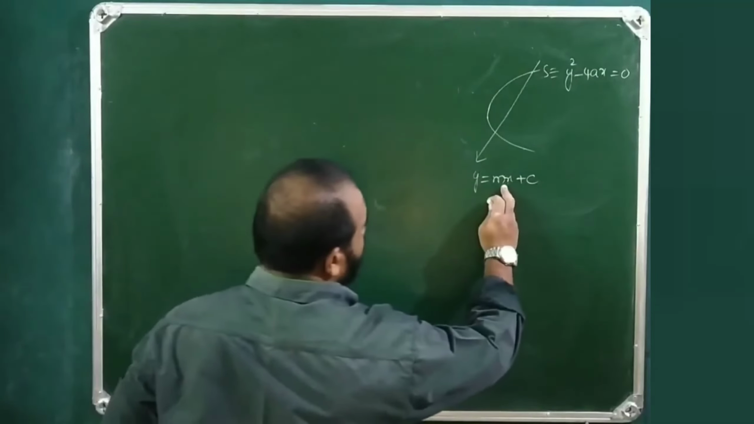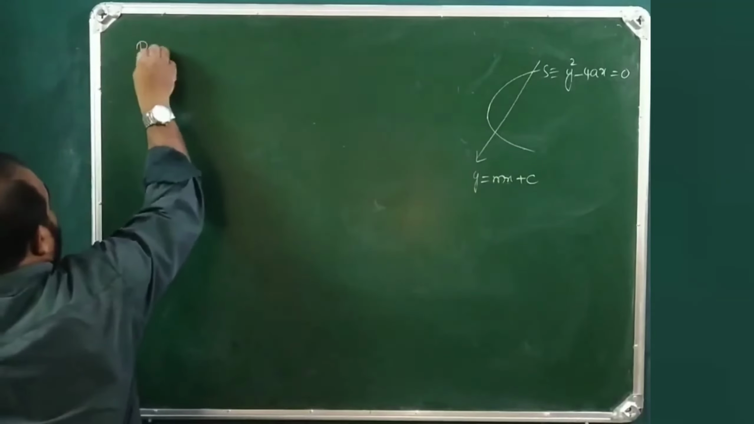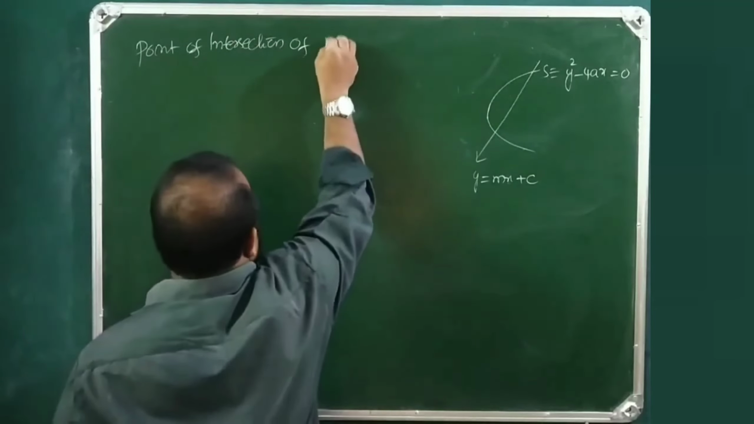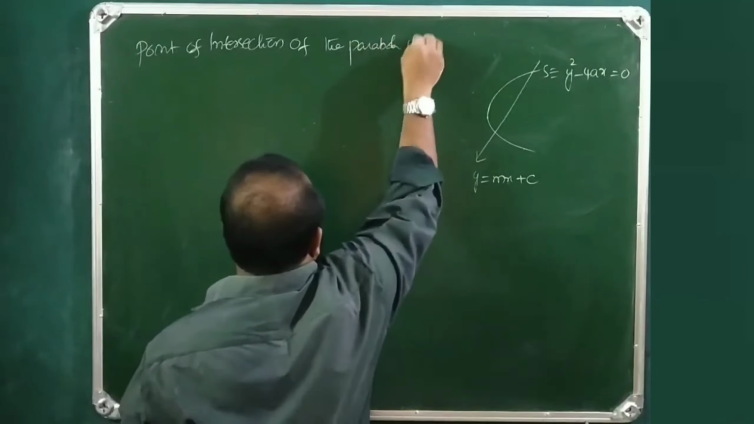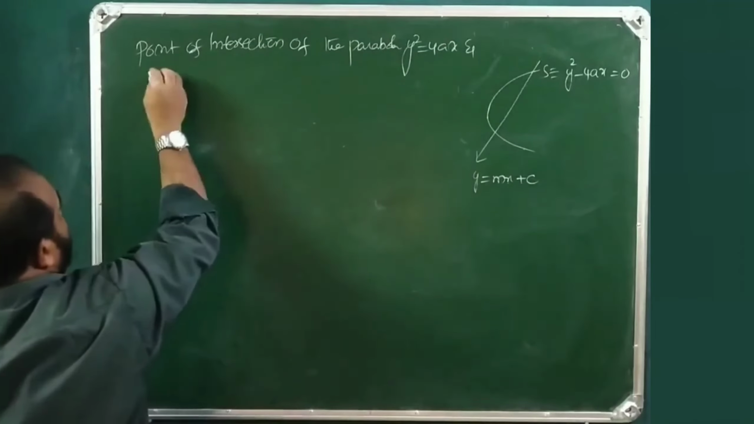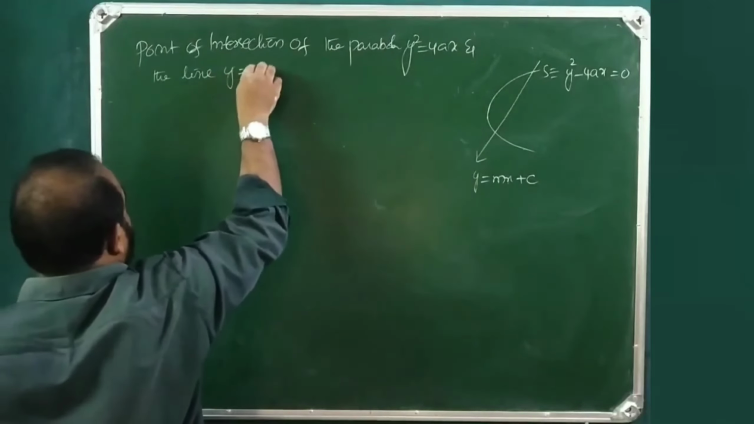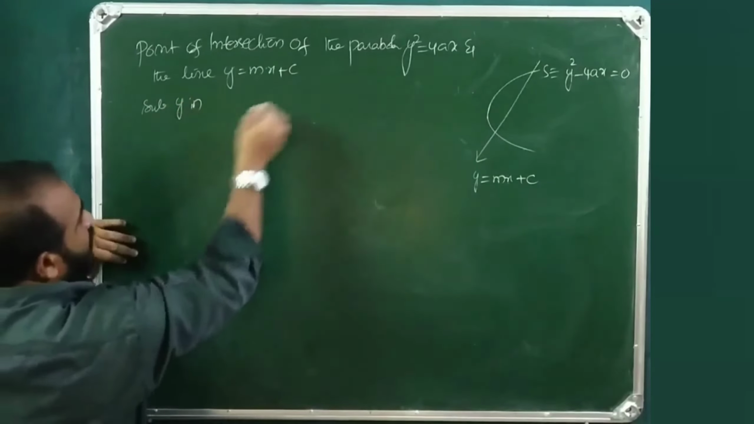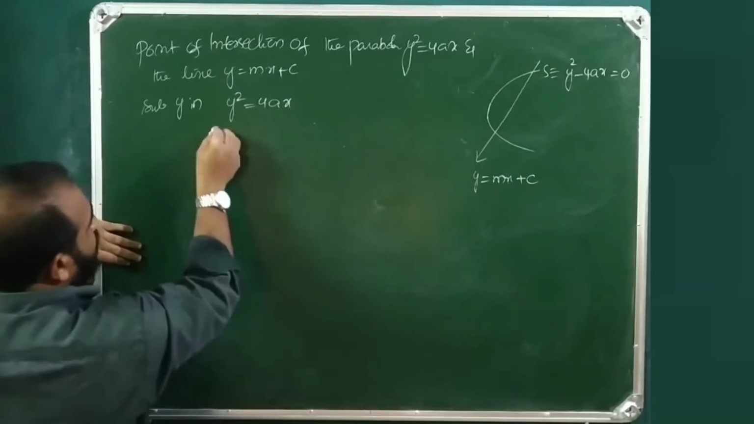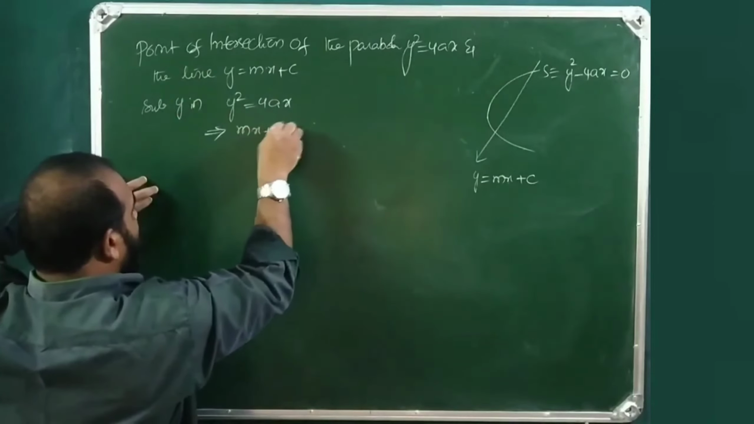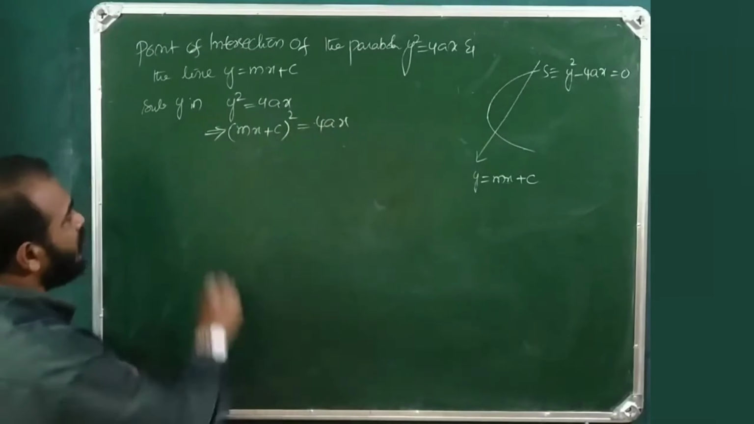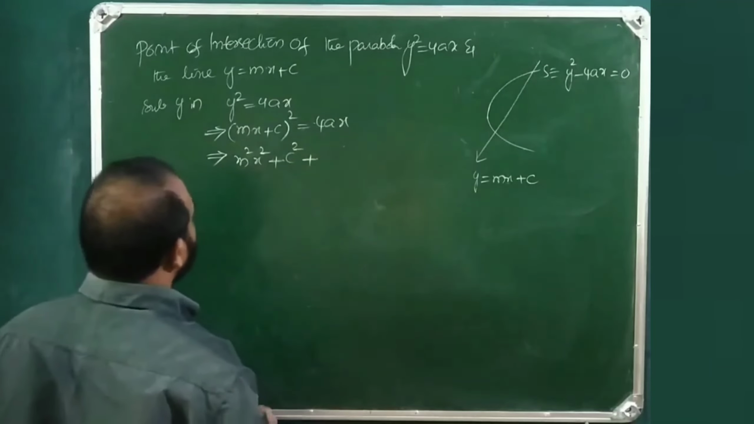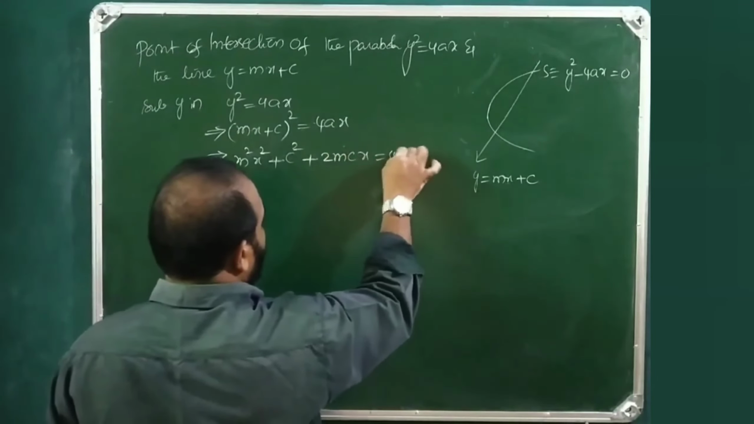Here y equals mx plus c. Substituting y in y square equals 4ax, we get (mx plus c) whole square equals 4ax. Using (a plus b) whole square, this is m square x square plus c square plus 2mcx equals 4ax.